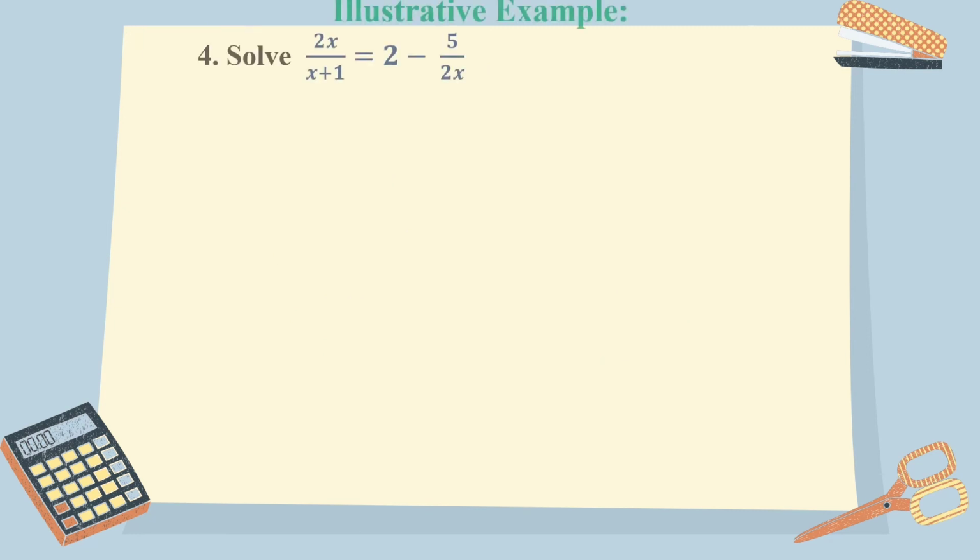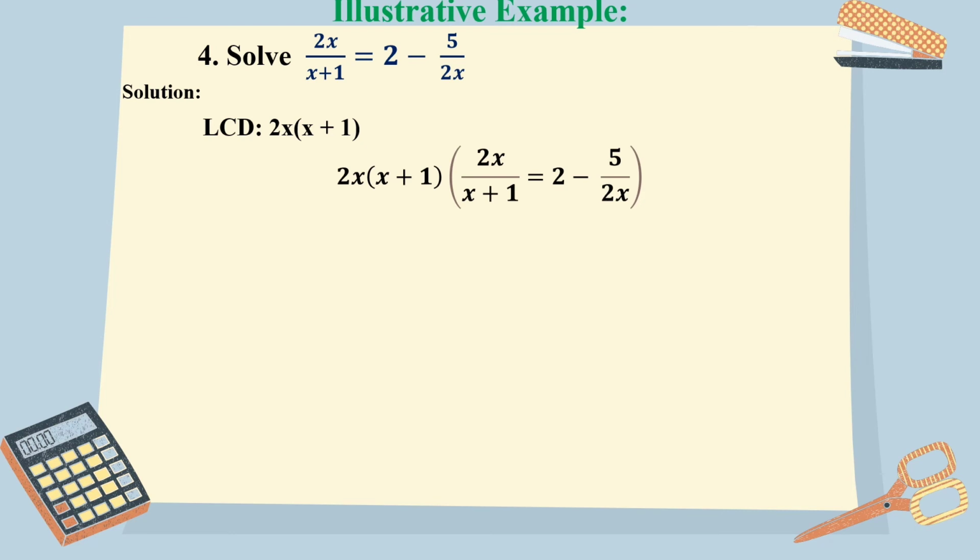Now, let's have the fourth and last example. 2x over x plus 1 is equal to 2 minus 5 over 2x. The first thing that we have to do is to find the least common denominator of the given equation. For this equation, the LCD is 2x quantity x plus 1. Next, multiply LCD to the equation. In this case, we also have to distribute LCD on the terms inside the parentheses.